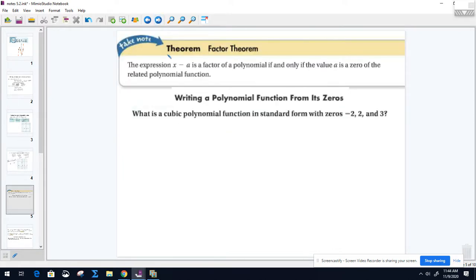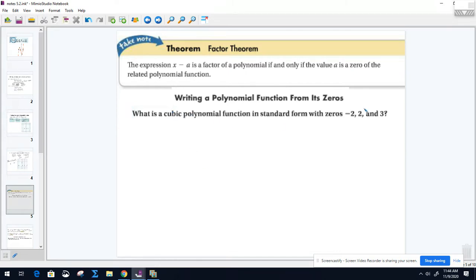Okay, so the expression x minus a is a factor of a polynomial if and only if the value a is a 0. So that's what I'm saying. I need you to be able to take any factor and write it as a 0, and any 0, write it as a factor. So if I give you a cubic polynomial, okay, a cubic polynomial is going to have 3 zeros. You're going to have the same number of zeros as you do the degree.